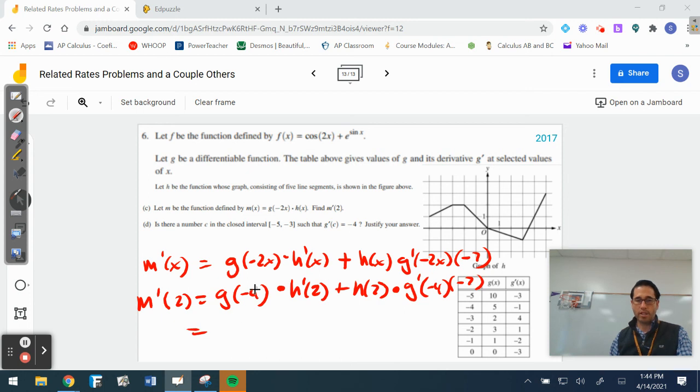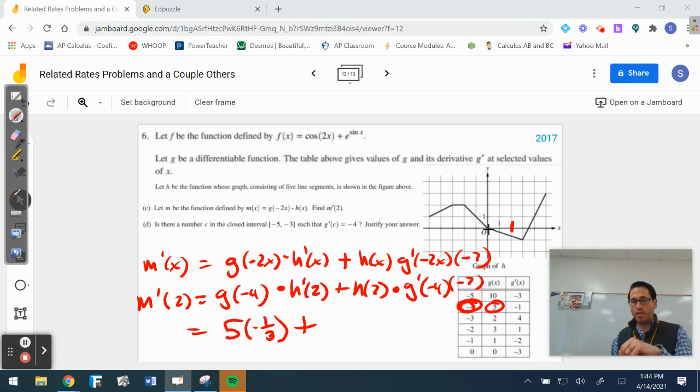Boy, is this a lot of work. G of -4 is 5. Cinco. H prime of 2. We already did h prime of 2. It's down 1 over 3, which is -1/3. Okay, plus, what's h of 2? H of 2, you guys, this could be really tricky. And this is where, if you notice, before I paused, I did h of 3. Shame on me. They're making this tough.